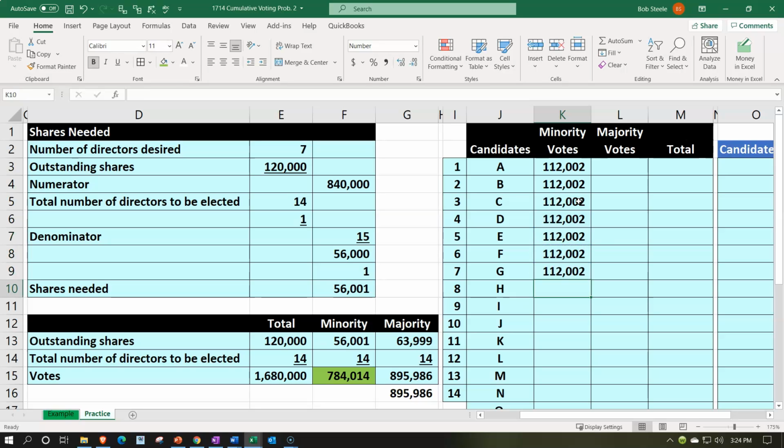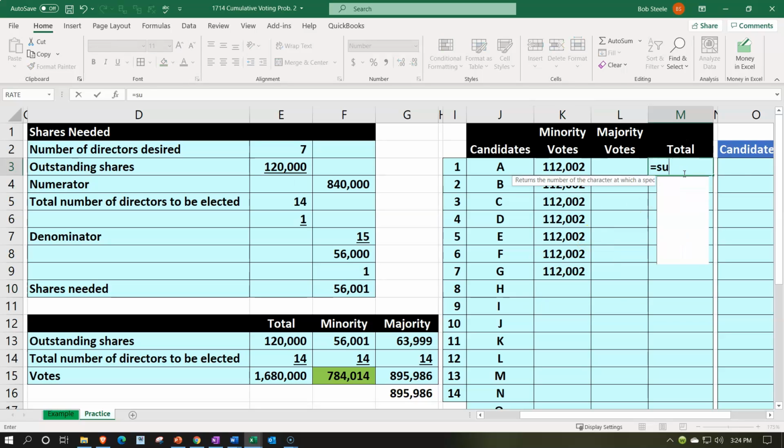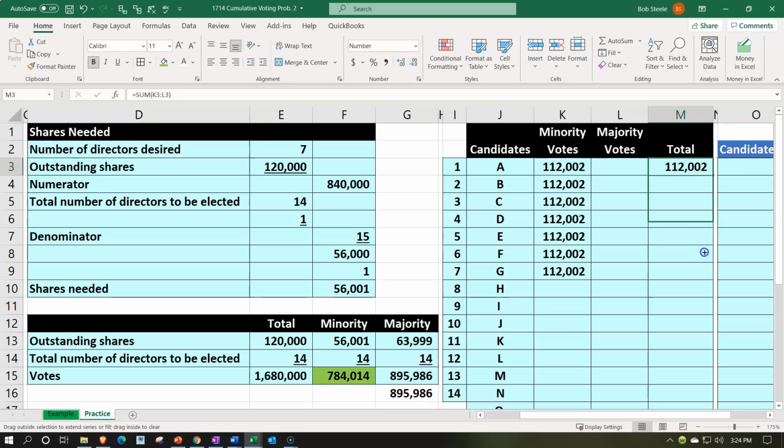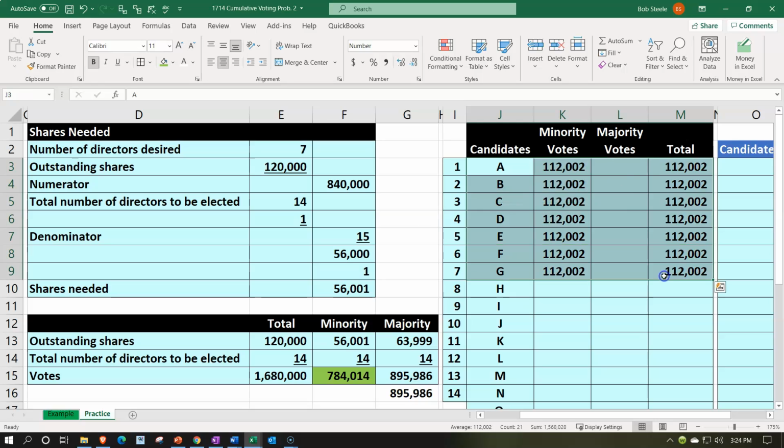These are the people that we want on the board. If I sum this up, that means they're going to get that many votes from us. So if no one else votes for them, then that's how many votes they got, and those are our people. We'll make them green. That's who we want.